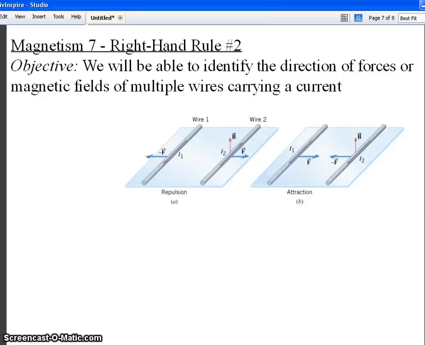Good morning, class, and welcome to this lesson on Magnetism 7, the right-hand rule number 2. Today, we will be able to identify the direction of forces or magnetic fields of multiple wires carrying a current. So, there's going to be nothing new here. If you understand right-hand rule number 2, then there's nothing new.